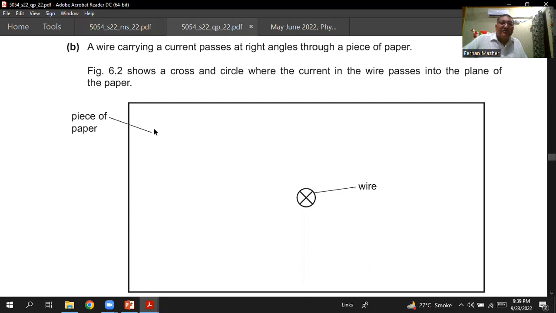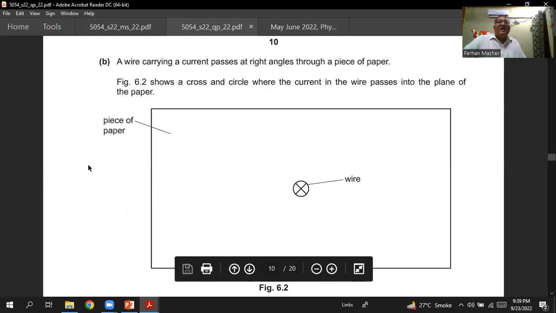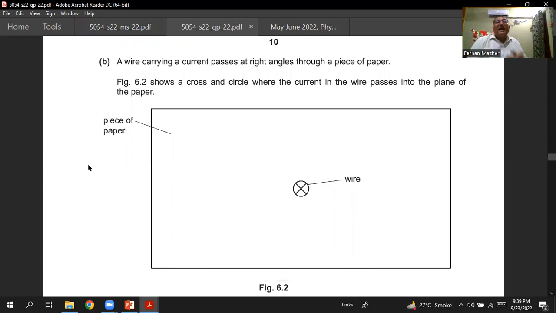So we are going to the next question, the B part. He says, a wire carrying a current passes at right angle through a piece of paper. Figure 6.2 shows a cross and circle where the current in the wire passes into the plane of the paper. You remember the conductor is represented with the cross. Cross means that the current is going into the page. If you represent it with a dot, that means the current is coming out of the page. So here they have used a cross, which means the current is going into the screen.